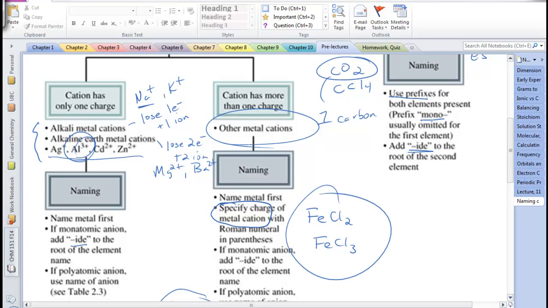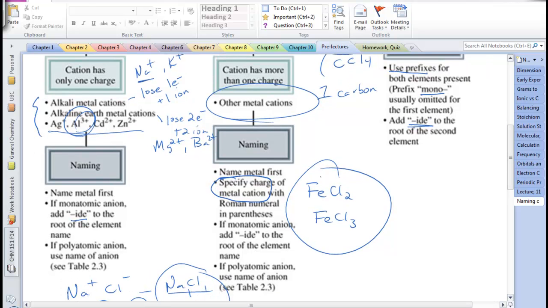But here's two compounds of iron and chlorine. We need to specify the charge on the iron. How are we going to do that? Well, the first thing we have to do is figure out what is the charge on iron. And how do we do that? We look to the anion. Chlorine, being in group 7, is going to gain 1 electron to form chloride. So in this case, I have 2 times -1, which is -2. So this iron cation must have a +2 charge. 3 times -1 is -3. This iron cation must be +3.